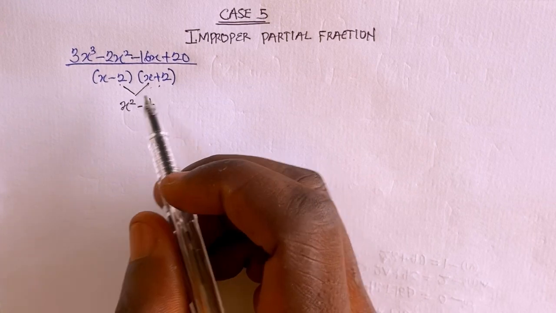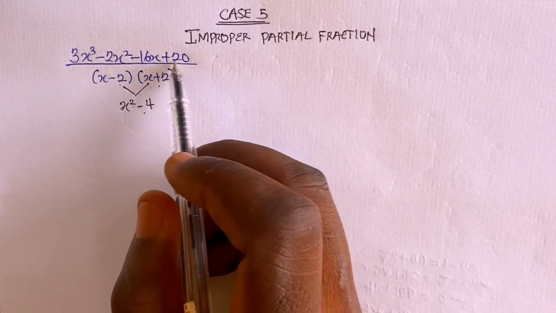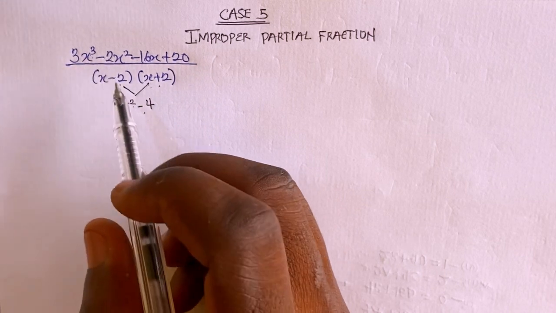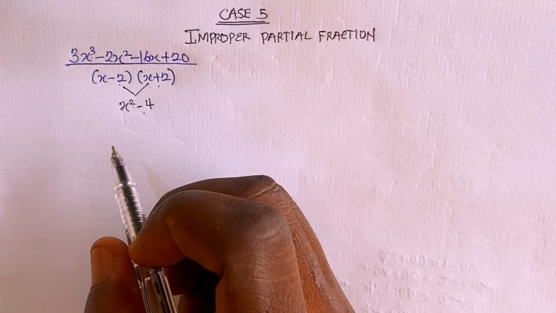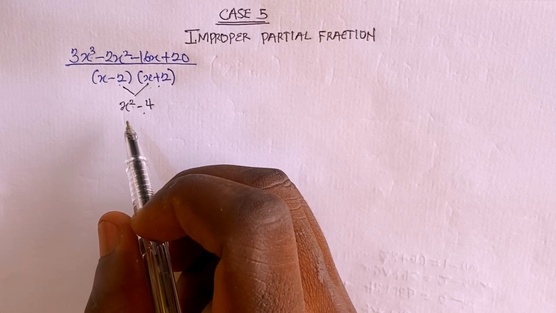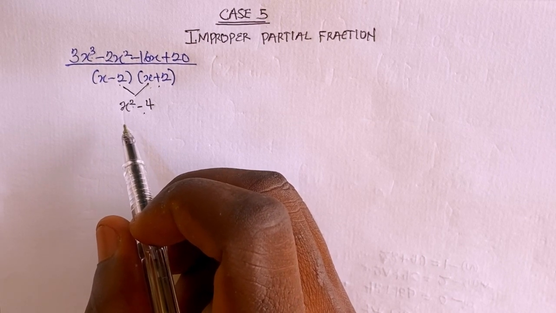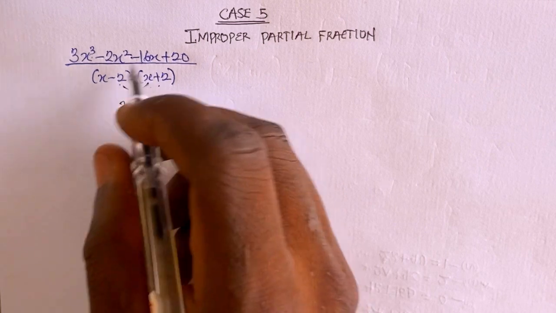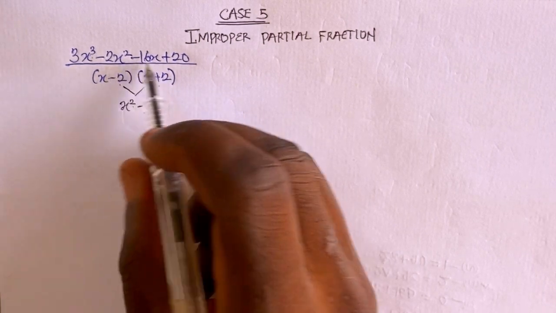So if you now check very well, the highest power of x at the denominator is 2 and the highest power of x at the numerator is 3. Since the power of x at the numerator is greater than the power of x at the denominator, that means I can perform long division and the fraction is said to be an improper partial fraction. So now, I'm going to perform a long division on this expression.